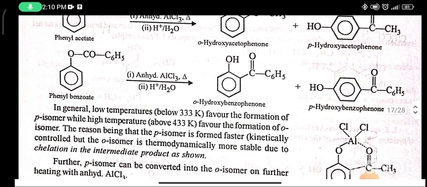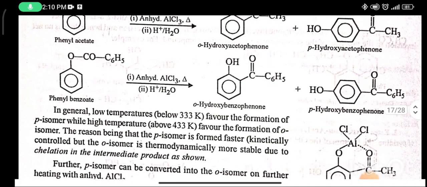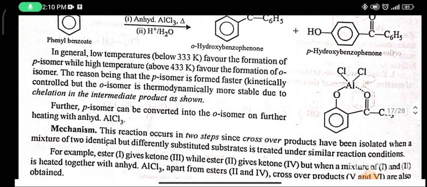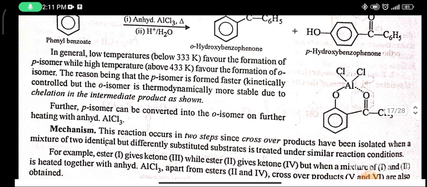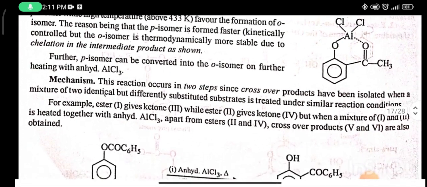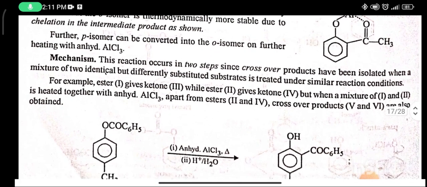Phenyl benzoate reacts with anhydrous AlCl3 and acidic condition, it gives ortho-hydroxybenzophenone plus para-hydroxybenzophenone. In general, low temperature, below 333 Kelvin, favors the formation of the para-isomer, while high temperature favors the formation of the ortho-isomer. The reason being that the para-isomer is formed faster, kinetically controlled, but the ortho-isomer is thermodynamically more stable due to chelation in the intermediate product as shown.